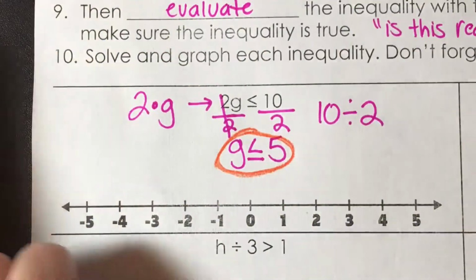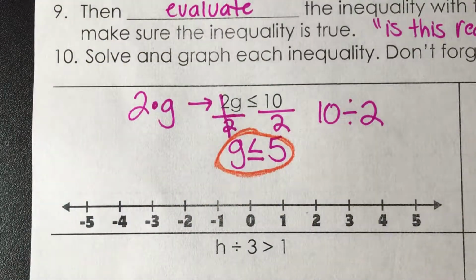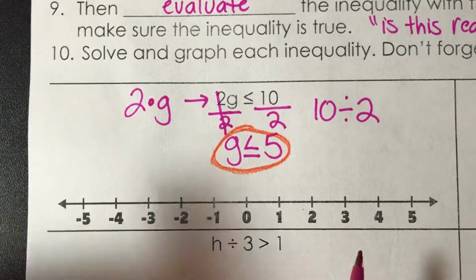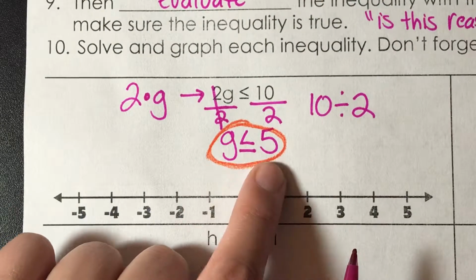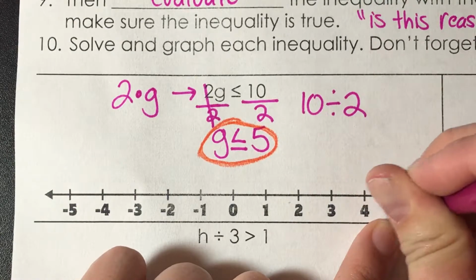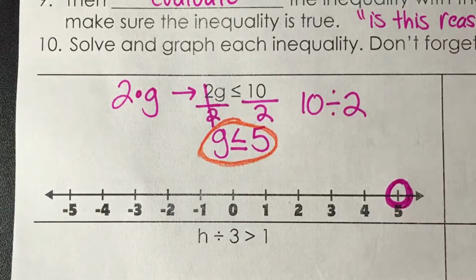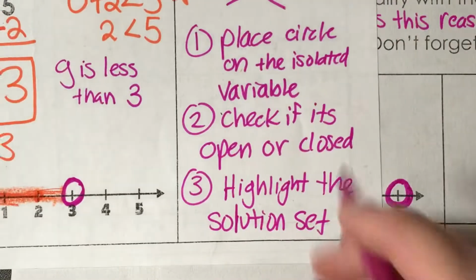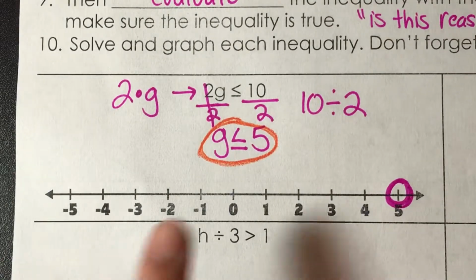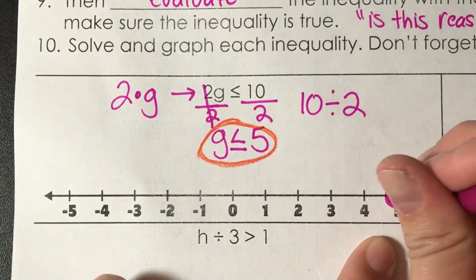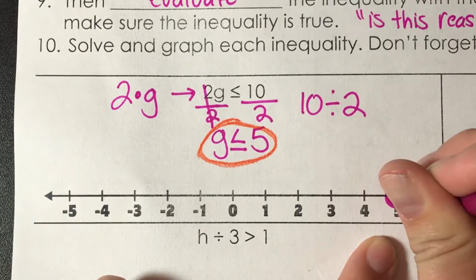And I can go through my steps. I'm actually going to pull out my notes from the earlier lesson. I need to place my circle on the isolated variable. So in this case, my variable is isolated. That means the circle is going to go on positive 5. Now the next step, oh, be careful, I need to double check and see if this is going to be an open or closed circle. The line is underneath. It's less than or equal to. That means this number is included. I'm going to color this in.